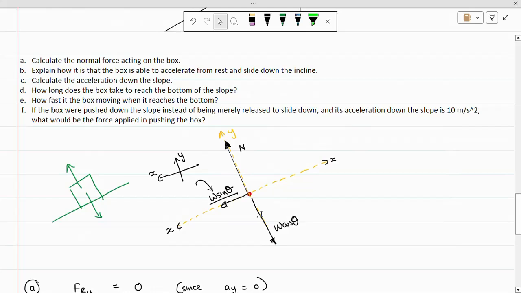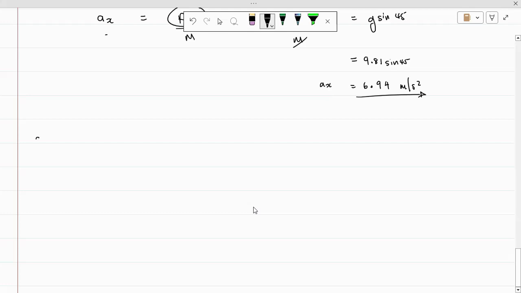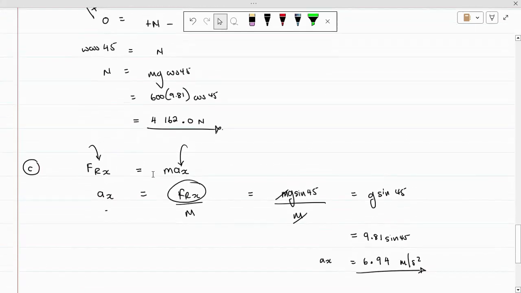Part D says, how long does the box take to reach the bottom of the slope? So now we're being asked about time. The moment it starts asking about time, displacements and so on, that becomes a kinematics question. In kinematics, we always have to list our 5 variables. Now remember, in kinematics, you have 5 variables, which are U, V, A, S, and time. So you have to list whatever you've been given. You always need to have 3 variables in order for you to get a 4th one.